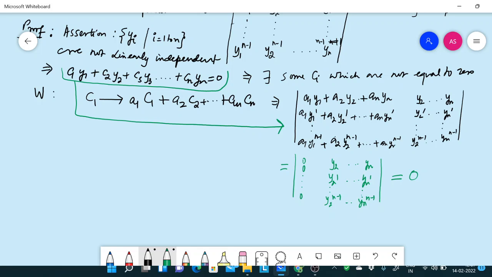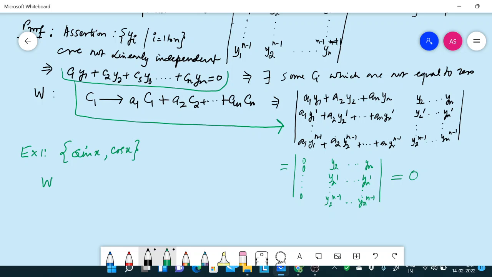So let us take two examples. In one example, we will take functions which are linearly independent and calculate the Wronskian. And in the second example, we will take functions which are linearly dependent and then calculate the Wronskian. So let us take the first example, example 1. Let us take sine of x and cos of x.